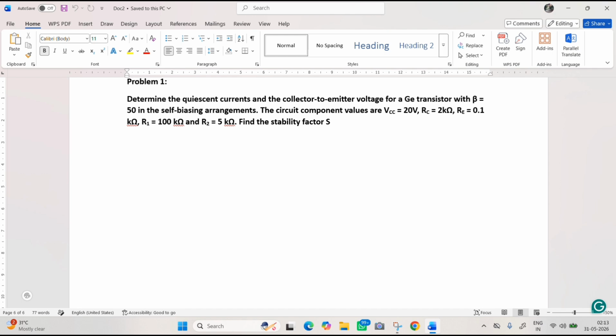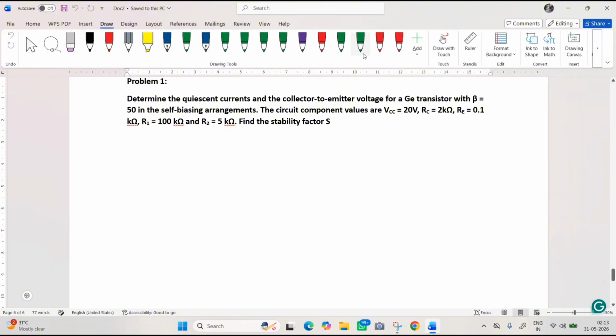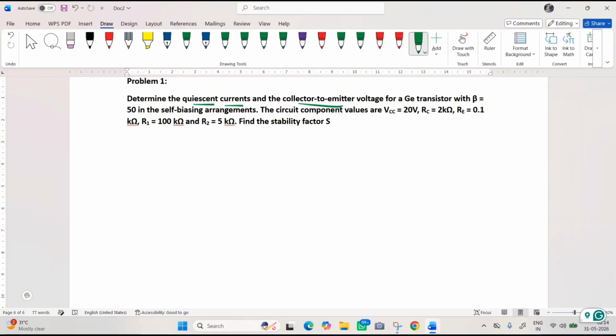In this question, he was asking to find the stability factor and then the Q point and collector to emitter voltage. That is, we have to find IC and VCE, which is the Q point. This is what we have to find out, and at the same time, he was saying that it is given in a biasing arrangement.